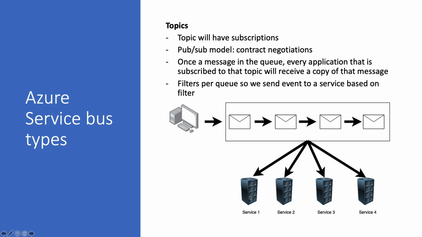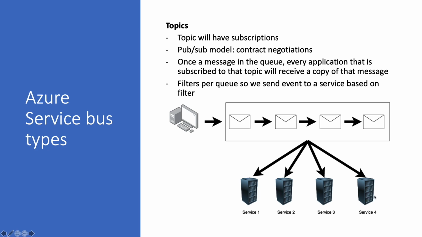So if the message goes to service 1, a copy of it will go to service 2, a copy of it will go to service 3, a copy of it will go to service 4. In this way, we are copying the messages and sharing them across different services which are subscribed to them. So what does the publish-subscribe model mean?